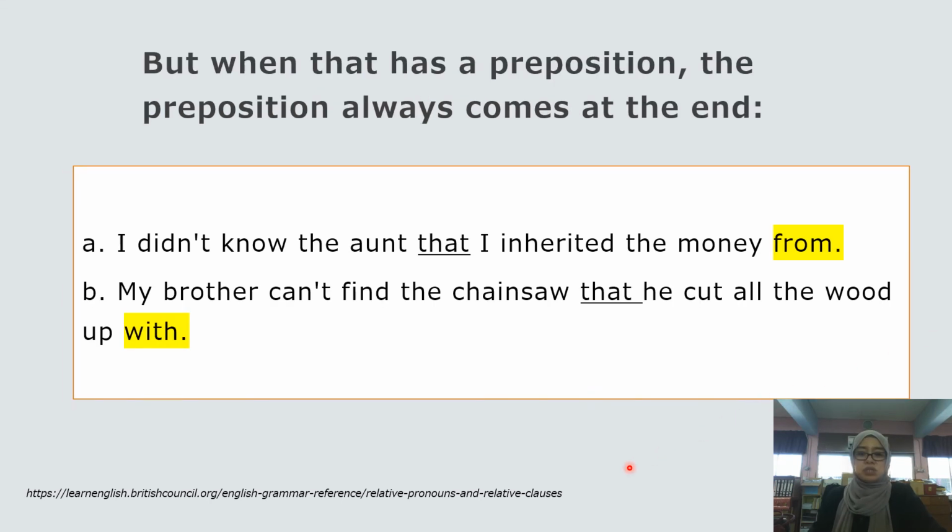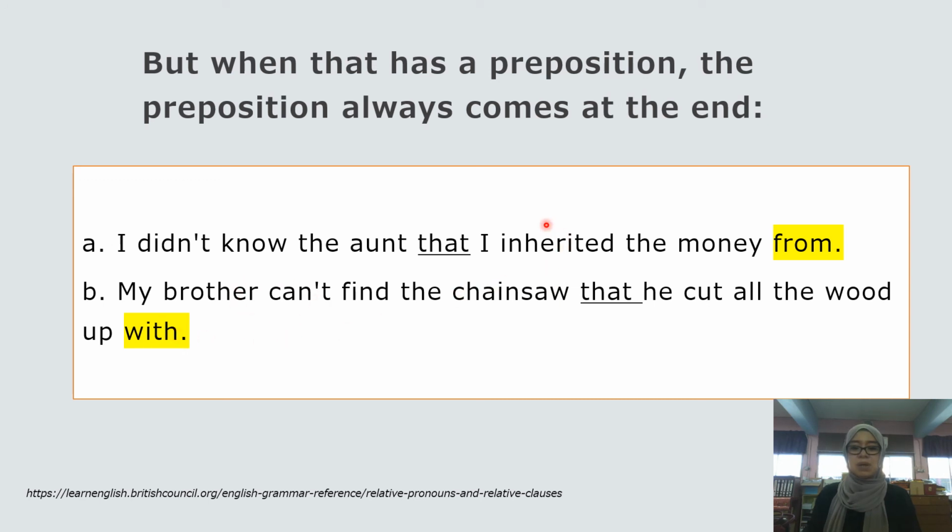This is a situation when we have a preposition and we use the word that. When we want to use the word that in our sentence, and we also have a preposition, the preposition will always come at the end of the clause. Remember, if we use the word that plus preposition, make sure it is at the end of the clause. Let's look at the example. I didn't know the aunt that I inherited the money from.